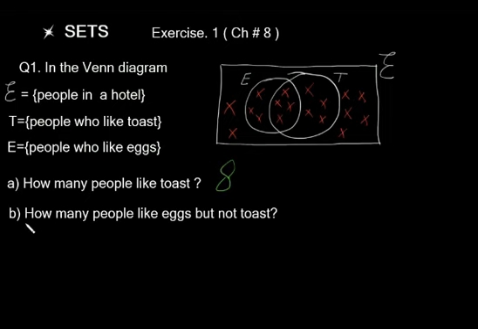Then in part B, it says how many people like eggs but not toast, right? But not toast. It means that you're looking only for the people who like eggs. So only for the eggs, you'll take these 3 crosses, because if you take these 4, they like the toast as well, because these 4 people are also in T. So you're only looking for the purely E. So the answer is 3.